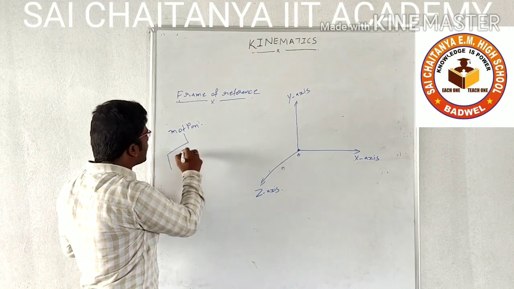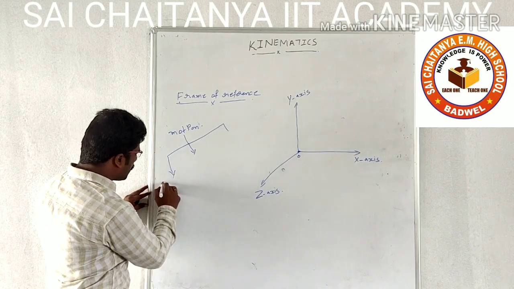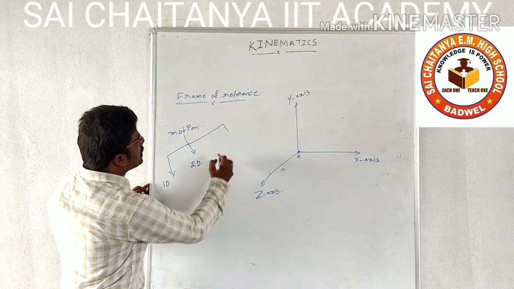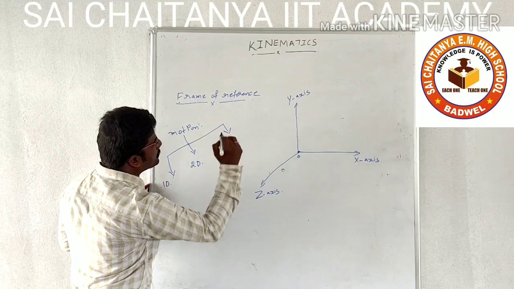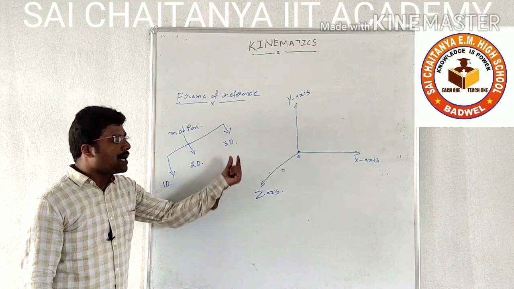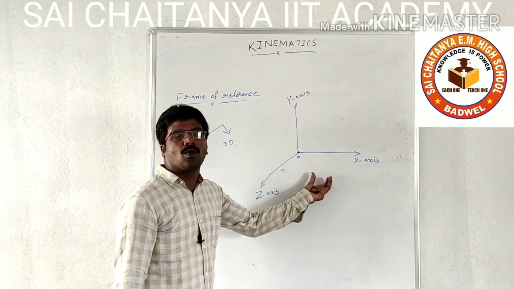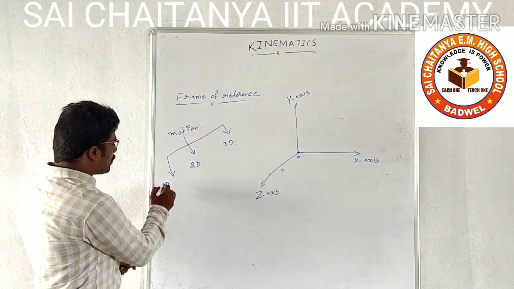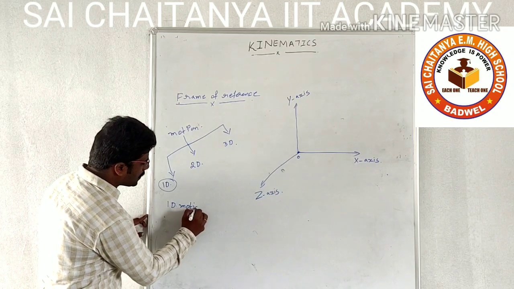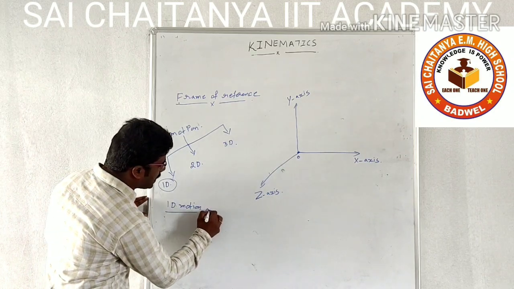Motion is classified into three types: one-dimensional motion, two-dimensional motion and three-dimensional motion. What is each of these? That is going to be explained by using this coordinate system. First, we are going to see what one-dimensional motion is. One-dimensional motion is also known as straight line motion.